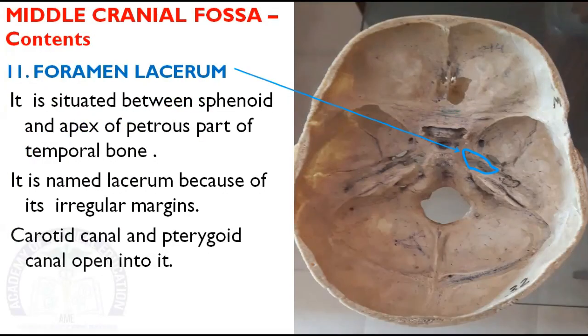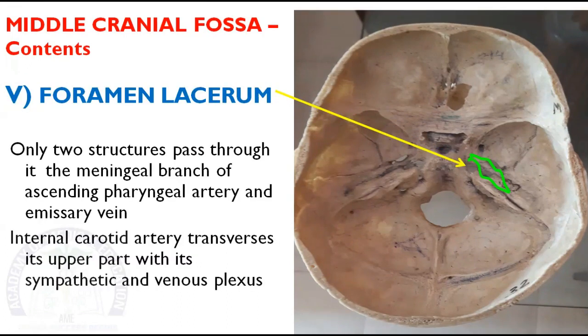Now comes the next foramen, the foramen lacerum. As the margins of the foramen are lacerated, it is called foramen lacerum. It is situated between the sphenoid and the apex of the petrous part of the temporal bone. It is named so because of its irregular margins that we have already discussed. The carotid canal and pterygoid canal open into it. Only two structures pass through it: a meningeal branch of the ascending pharyngeal artery and emissary veins. The internal carotid artery traverses its upper part with its sympathetic and venous plexuses.